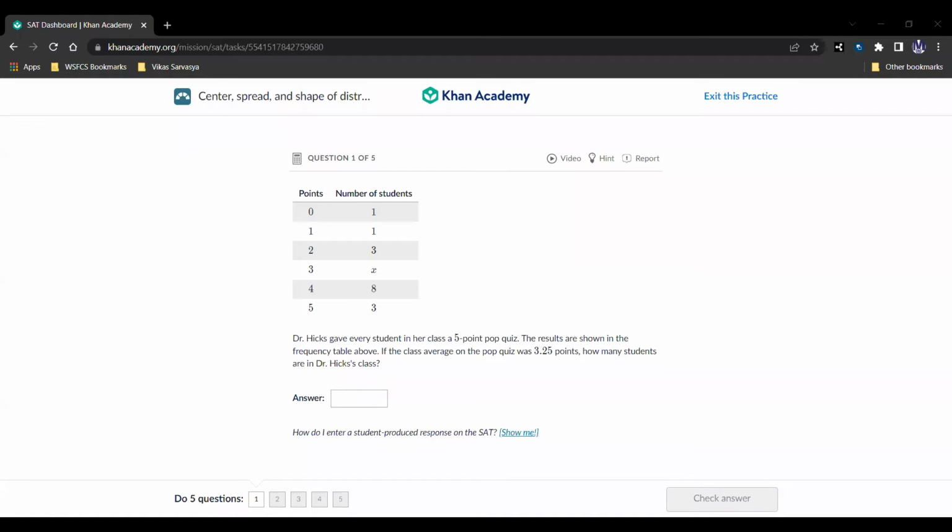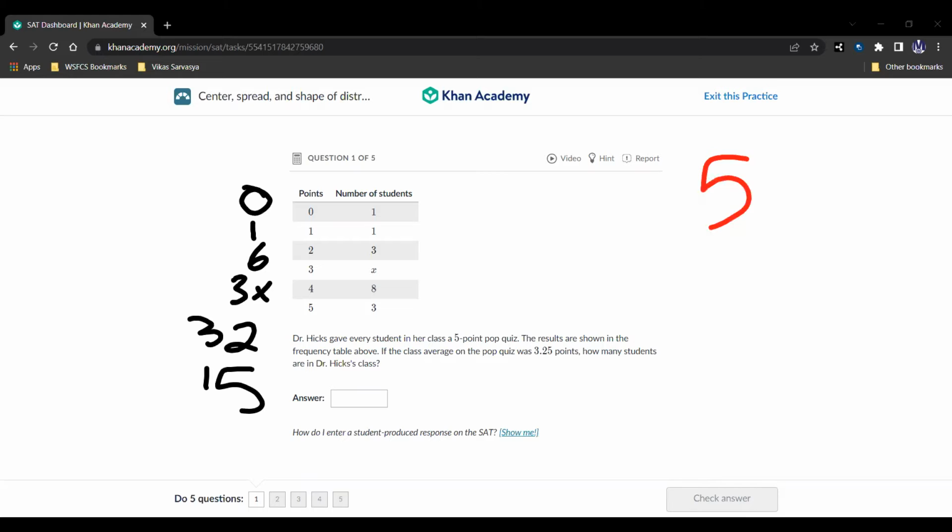So the average is going to be the sum of the points over the number of students. Sum of the points is going to be, let's see, we have 0 here, we have 1, 2 times 3, 6. Here we have 3x, and then 32, and then 15. So we can add that up, and we get, that's going to be 47 plus 7 is going to be 54 plus 3x over the number of students.